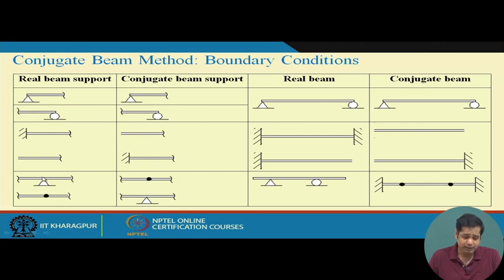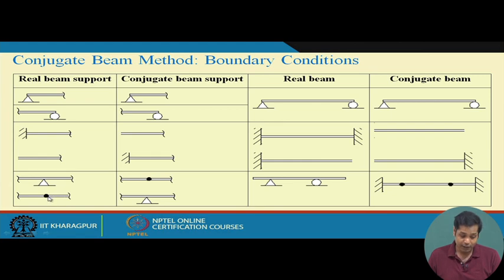So, this real beam support becomes this in the conjugate beam. And similarly, if the real beam has an internal hinge, what is the internal hinge in the real beam? We cannot have deflection there, but in a real hinge, rotation is possible.